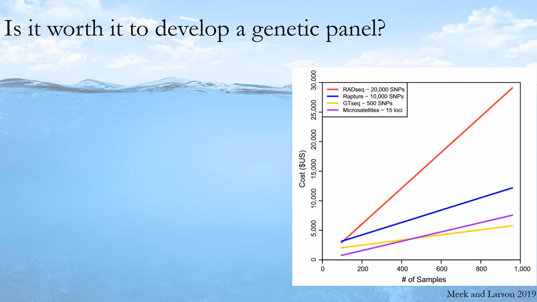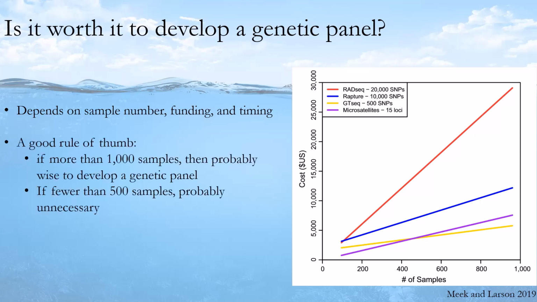And so to determine if it's worth it to develop a genetic panel or not, it depends on our sample number, funding, and timing. But a good rule of thumb is that if we have more than 1,000 samples we plan to sequence, then it's probably worth it to develop a genetic panel. And if there's fewer than 500 samples, then it's probably unnecessary. And if you're somewhere between 500 and 1,000 samples, then you could go either way. But panel development does take time and resources.